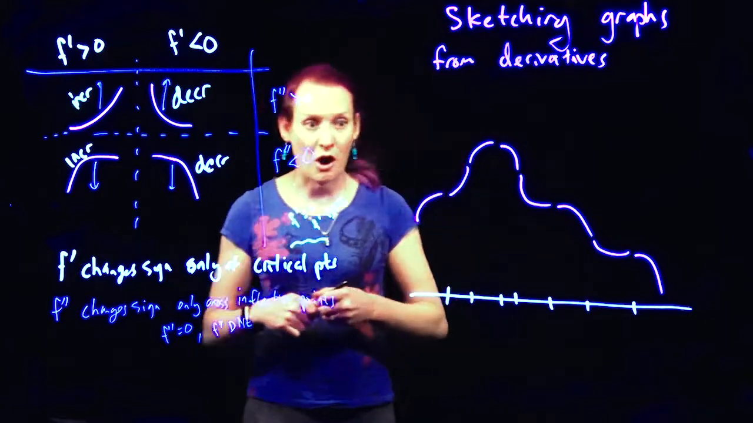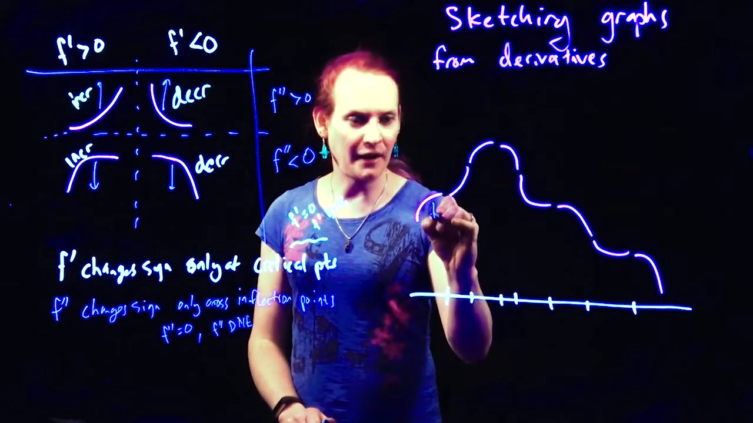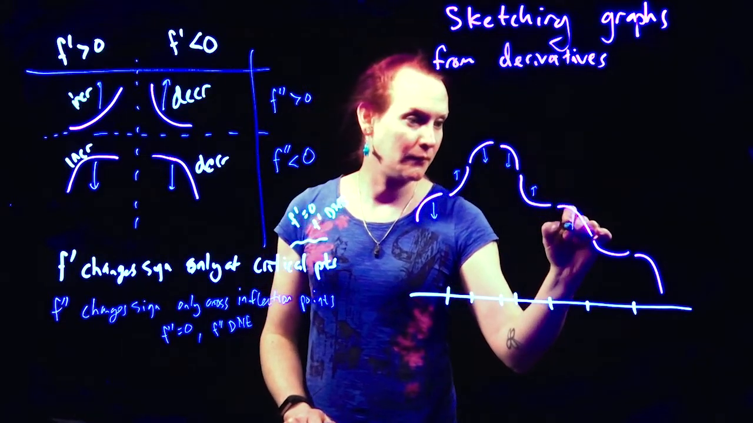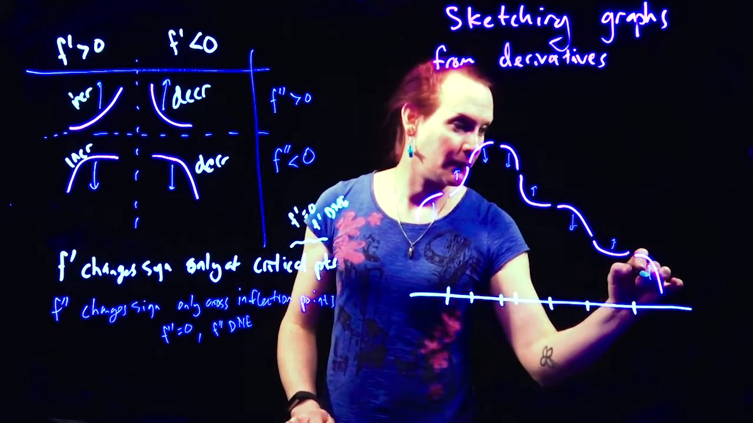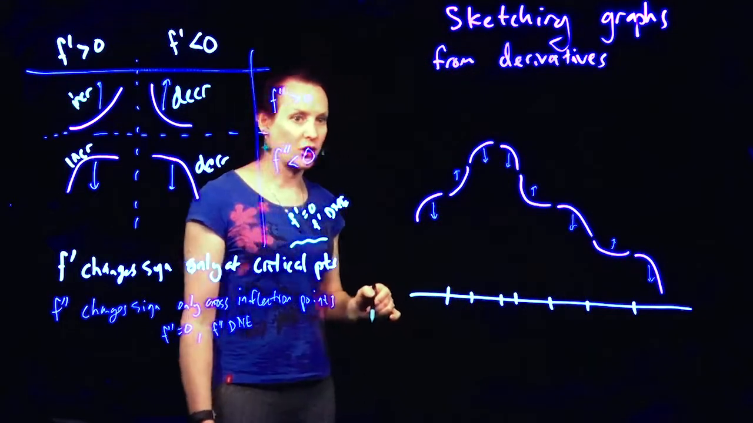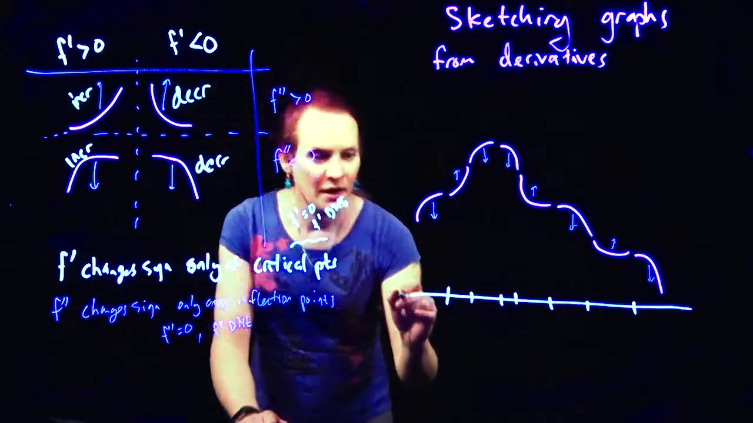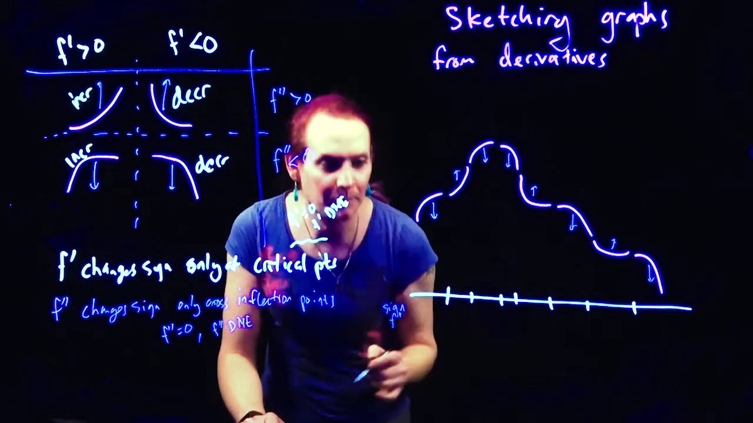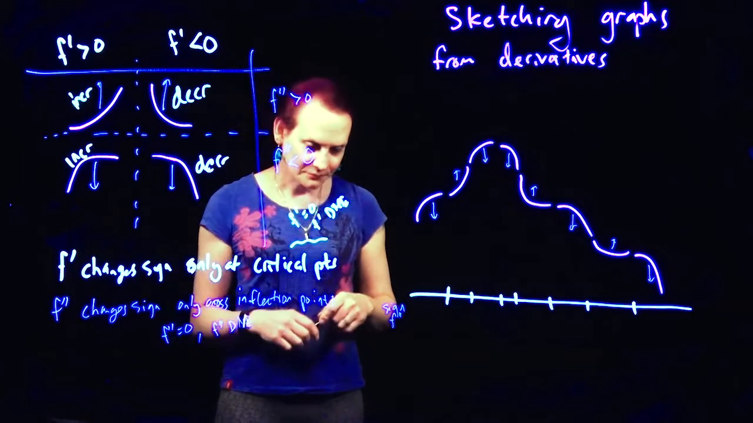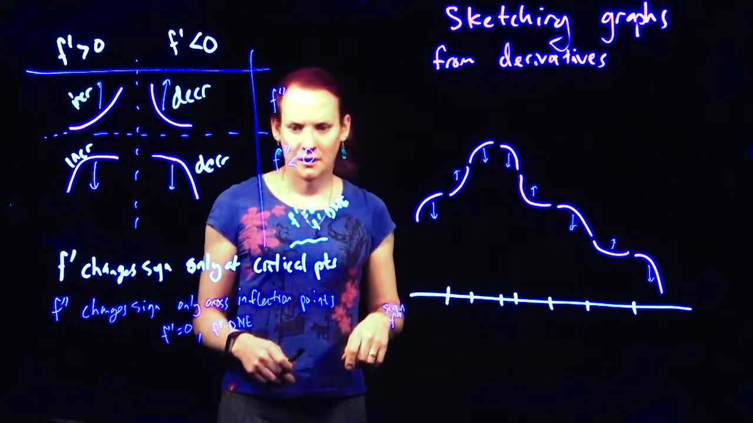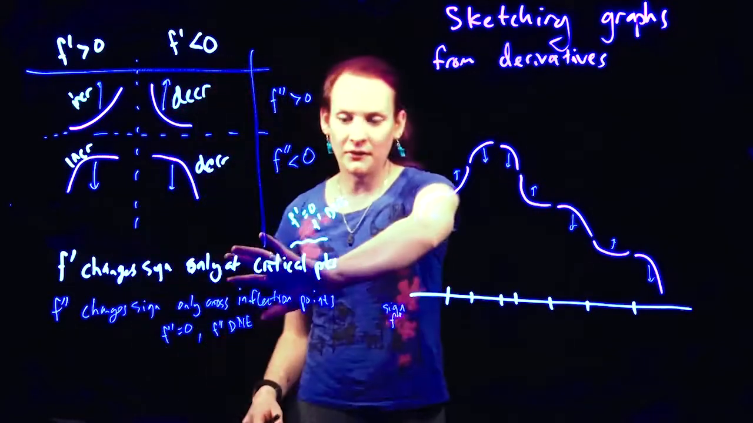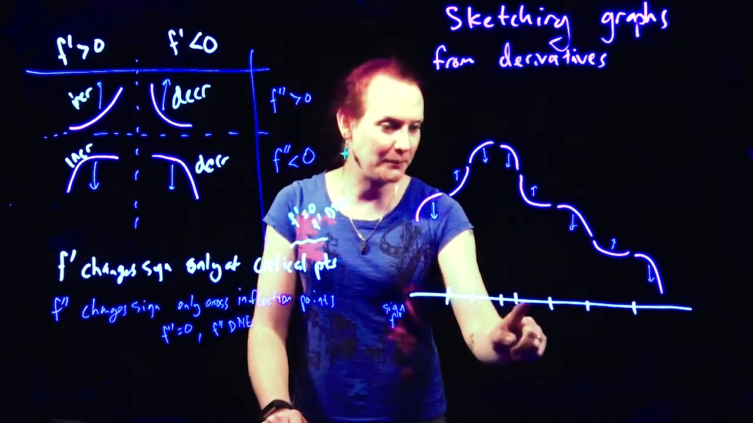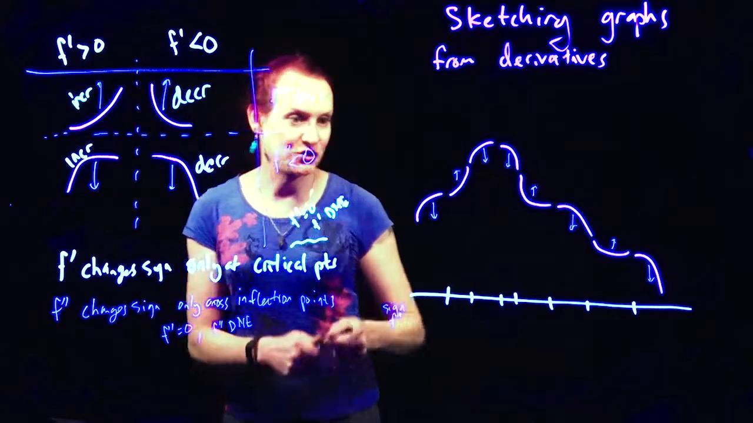So let's draw our concavity arrows. Okay, so there are the concavity arrows. And then I'm going to put the sign of f double prime below. So I'm going to find these sets of points. They're going to lead to these things right here. And then I'm going to test points in the middle in order to find the sign.